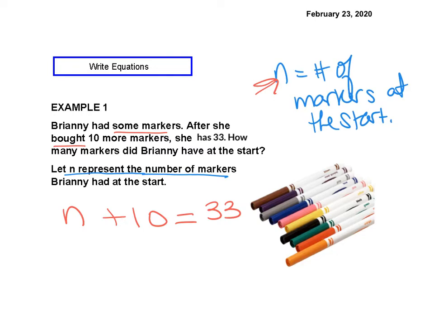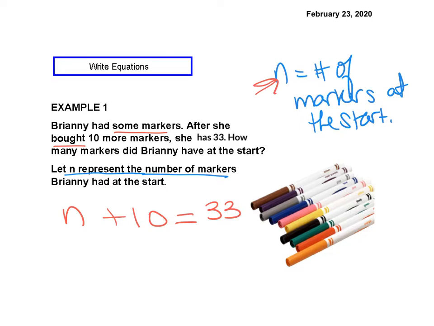This was a simple one, and you know how to solve this in your head. You could probably solve this easily, but that is not the point of this problem. The point is to write an equation. All right? So now we're going to solve it. The problem doesn't say to solve, but your guided notes is asking you to solve. So let's now solve this problem.